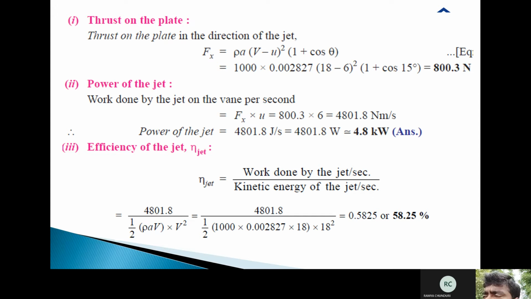The kinetic energy means half m v squared, but m equals rho a v. In this equation, half into rho a v into v squared. Rho means the density of the water, a means area of the jet, v means the velocity of the jet. These values are substituted in this equation to calculate the efficiency, which equals 58.25%. This is the small problem to calculate all the values.